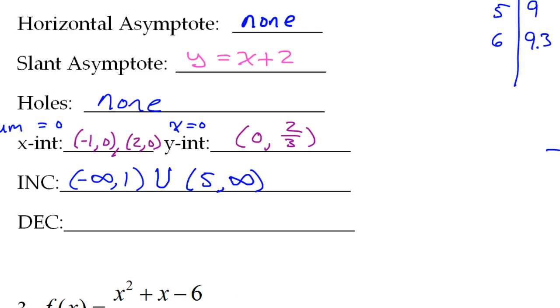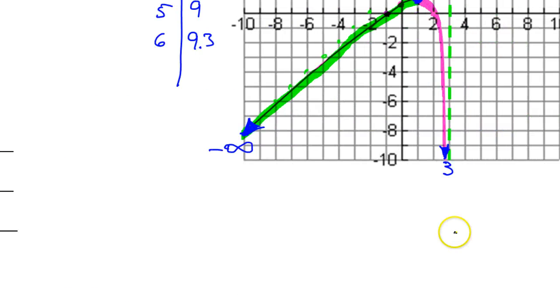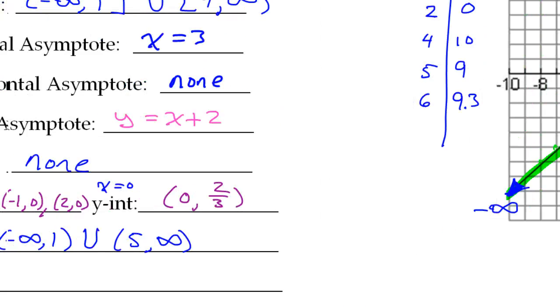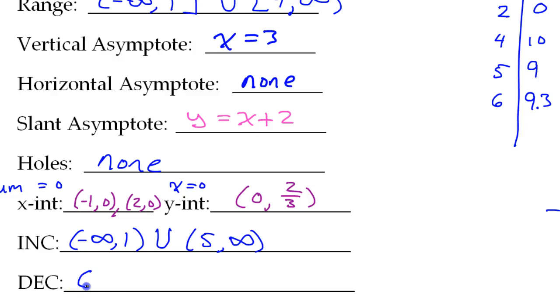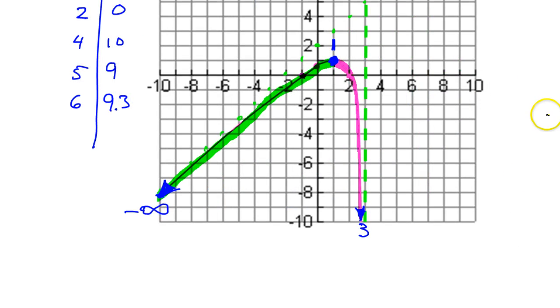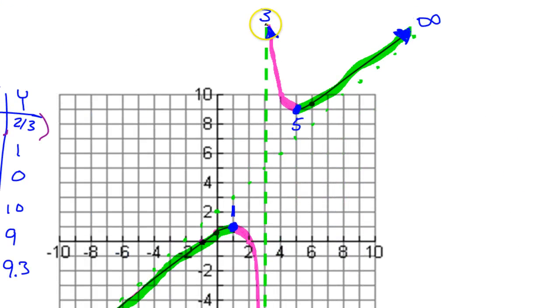And then decreasing intervals. Okay, we have a decreasing interval from 1 to 3. Got to stick to the x value, so 1 to 3. Union. Okay, and then we have another decreasing interval from 3 to 5.